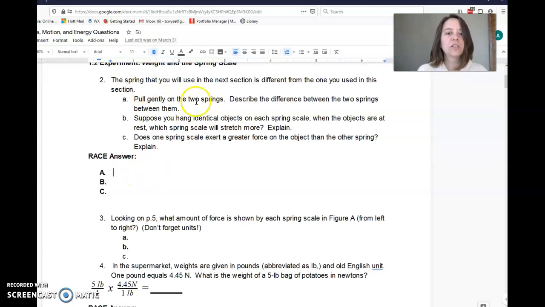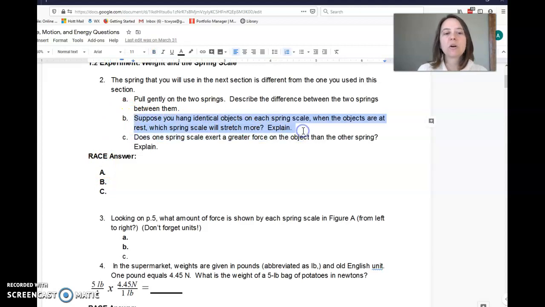So starting out with a RACE strategy, the difference between the two spring scales is the brown spring scale has more tension when I pull it, and it's harder to pull. The green spring scale has less tension, and it's easier to pull. So please write that down. And again, remember you can pause the video to do your answers.